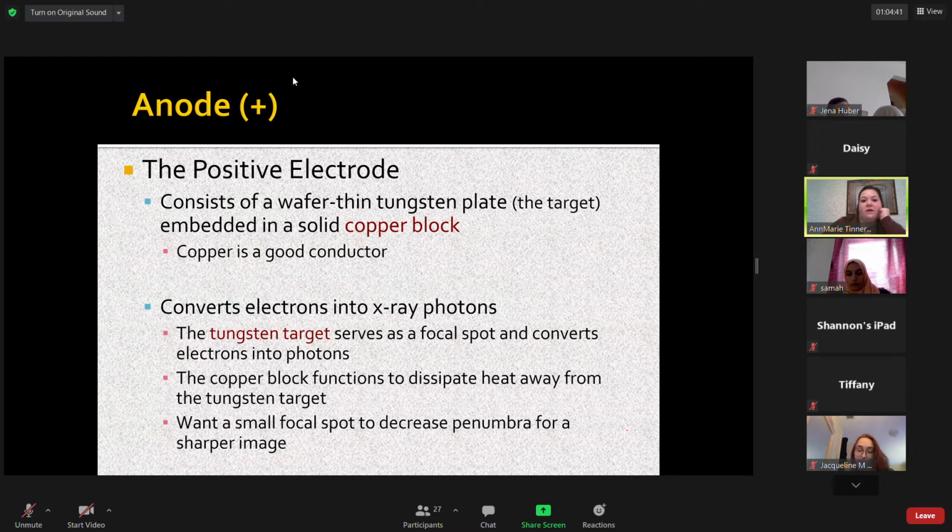The copper block functions to help dissipate the heat away from the tungsten target. You always want to have a small focal spot to decrease penumbra for a sharper image. We talked about this last week. Make sure you know that. Hopefully you knew it today for your quiz.